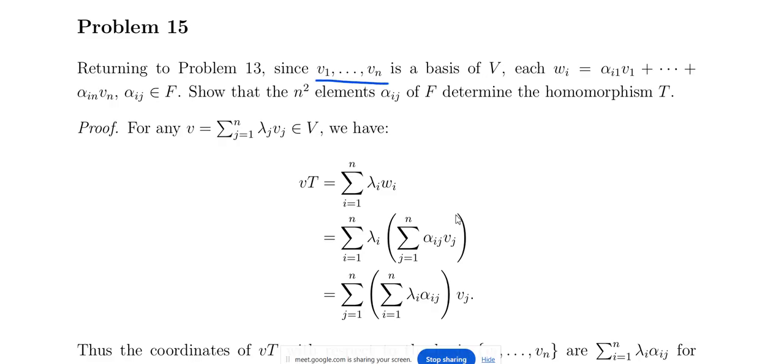Let V1, V2, ..., Vn be a basis of V, and in the same problem, each Wi is a linear combination of V1, V2, ..., Vn, that is Wi equals summation of alpha ij Vj. Then the n square elements alpha ij belonging to F determine the homomorphism T.